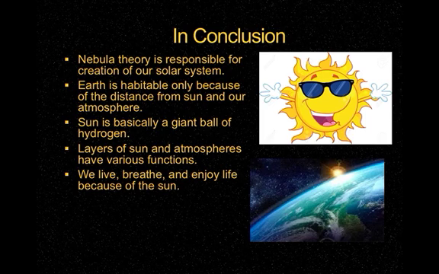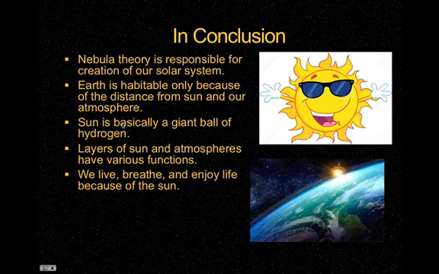In conclusion, we can see that the nebula theory is responsible for the creation of our entire solar system. The sun, the planets, everything we know was due to this theory, as we generally accept through science. Earth is only habitable because of our distance from the sun and our atmosphere. If Earth was a couple thousand miles closer or farther, it would be too hot or too cold. So we fall in the habitable zone where water is able to be retained through our atmosphere, which protects us from harmful UV rays and kind of filters those out as they enter our atmosphere.